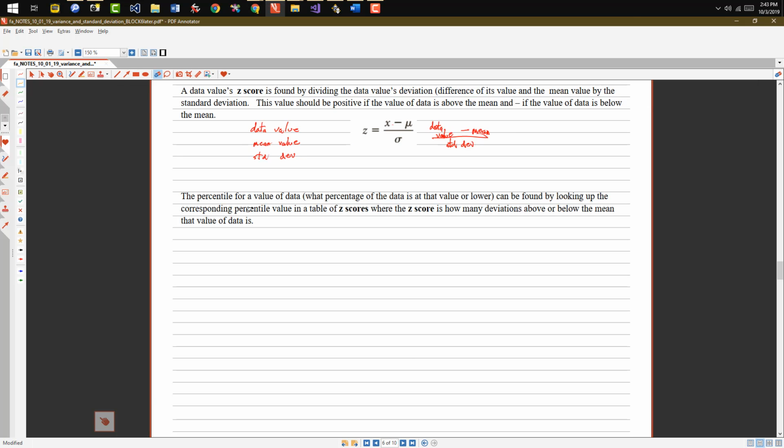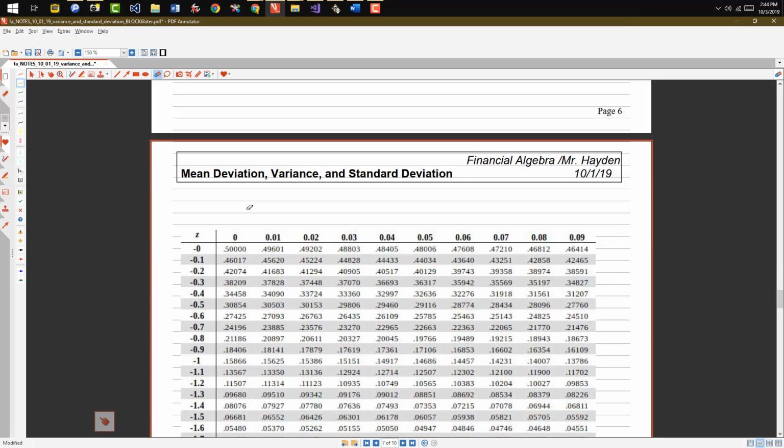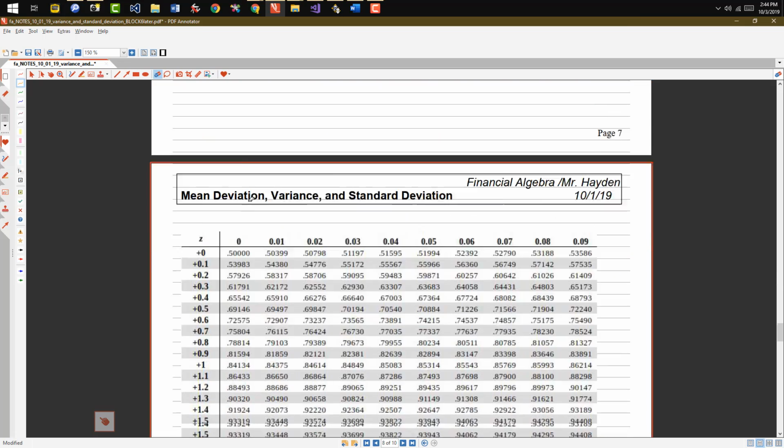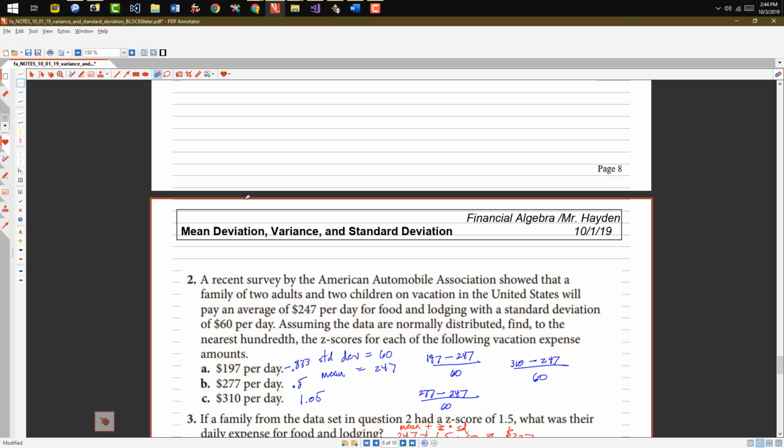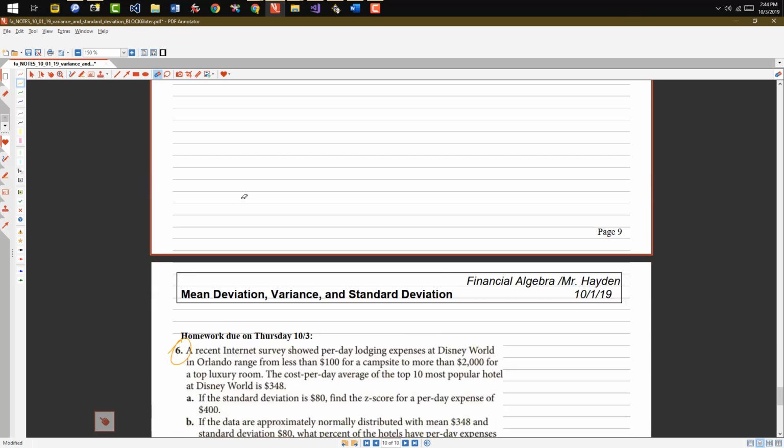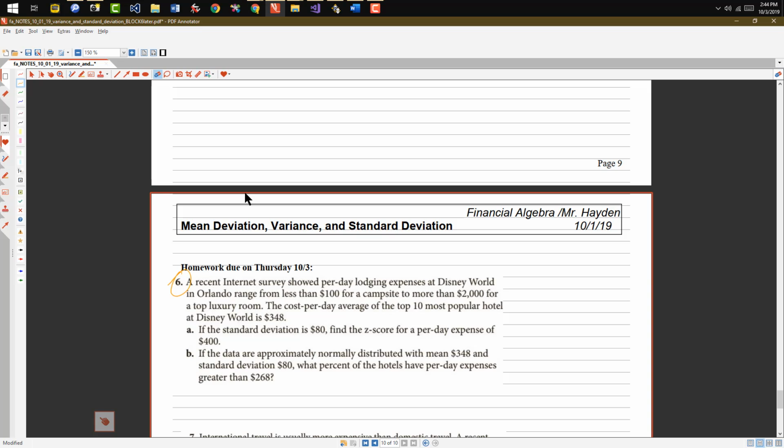So in the problems, in the homework, the first one, which is problem number 6, says a recent internet survey showed lodging expenses at Disney World range from $100 for a campsite to more than $2,000 for a top luxury room. The cost per day of the 10 most popular hotels at Disney World was $348. If the standard deviation was 80, find the z-score for a per day expense of $400.